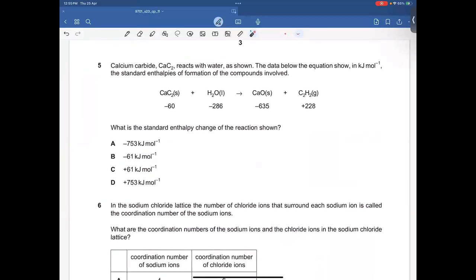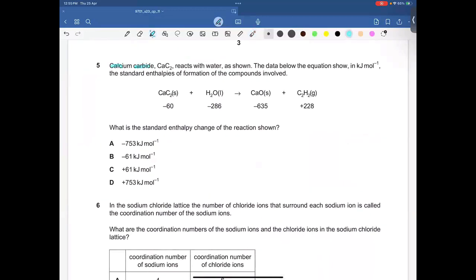Next is question number 5. Calcium carbide, CaC2, reacts with water as shown. The data below the equation shows, in kilojoules per mole, the standard enthalpy change of formation of the compounds given. Formation data is given. If formation data is given, we can find the enthalpy change of reaction for this equation. So let me write the equation again. It's calcium carbide CaC2 plus water, giving calcium hydroxide and ethyne, which is C2H2. We need to find out the enthalpy change of reaction for this equation.